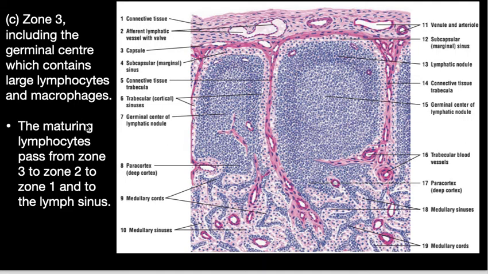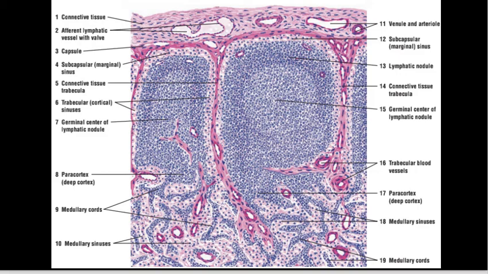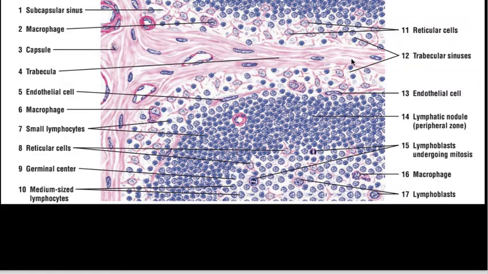The maturing lymphocytes pass from zone 3, this is the least mature, in the germinal center, then zone 2, and then the zone 1, and to the lymph sinus over here, the subcapsular sinus. Right, you can see this. Okay, here, this is the subcapsular sinus, outermost.